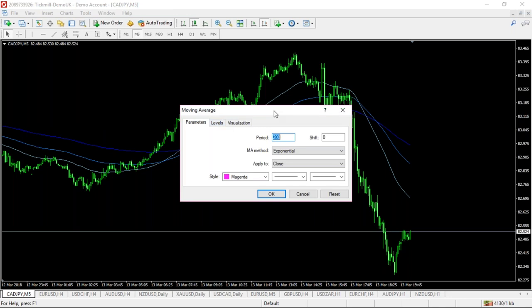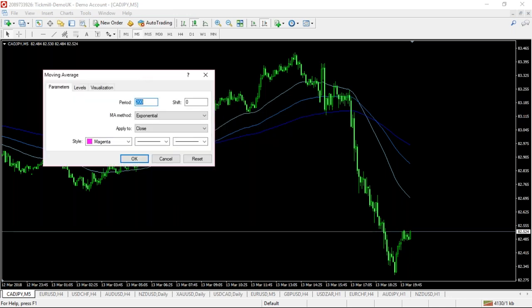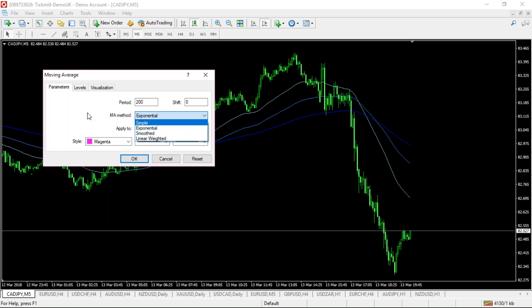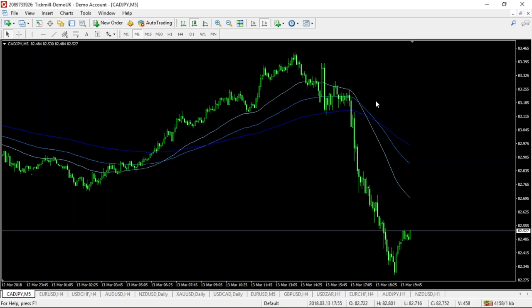Now you'll be applying 3 lines, and this is just a revision for you guys who've missed out. You will apply the 50, and then your 100, and then your 200. So you've got 3 exponentials. It wouldn't be the simple one, it would be the exponential moving average. You want to apply to close on all the 3 types. Again, I would repeat, 50, 100, and 200. And once you've applied them, you've got your 3 lines like this.